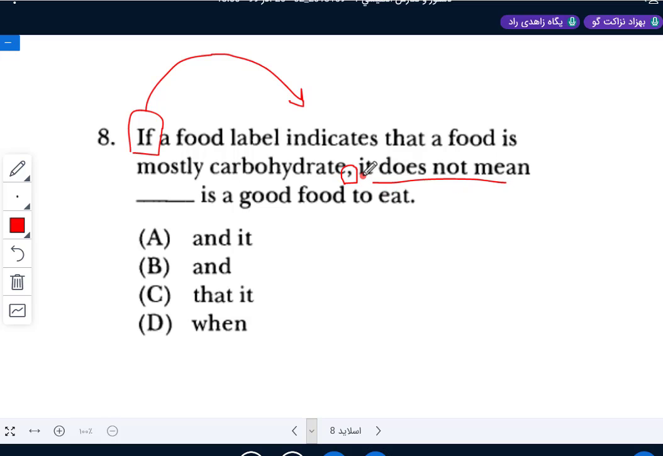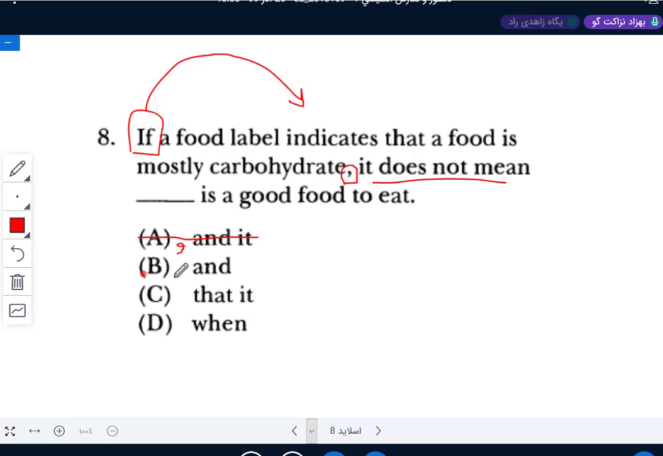In the main clause, I have my own subject. It doesn't mean. So this is the main clause, subject and a verb, and then I need a complement. If I choose A, and it is good food to eat, so here we expect to have a comma before this because two independent clauses are connected with a comma. Otherwise, we will have a run-on sentence. That is why choice A is not correct.